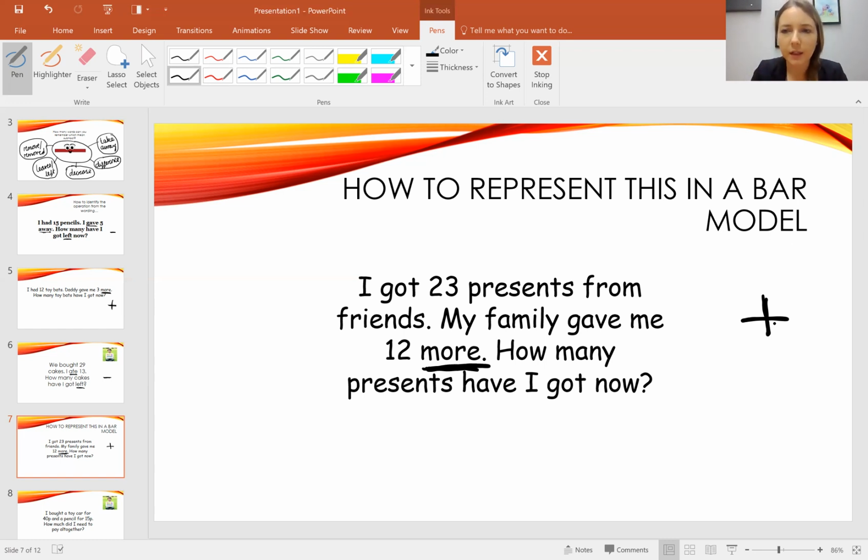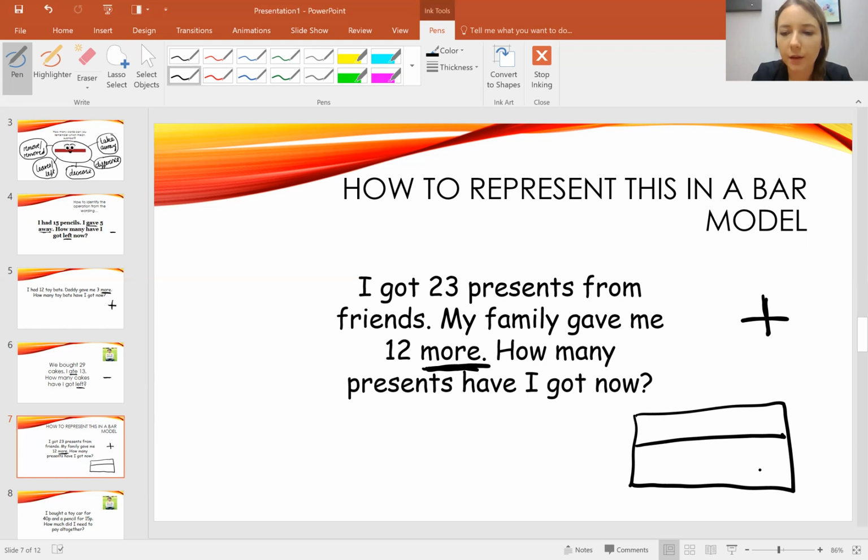Now I need to think about how I can represent that in a bar model. So I'm going to draw out my bar to separate it, and my total will go there, and the 2 parts that make the total go under here. So I'm going to think about it again. I got 23 presents from friends. So I'm going to put 23 in here because that's what I had at the beginning. My family gave me 12 more. So if my family gave me 12 more, I know that I need to add that 12. And that's going to give me the total amount.